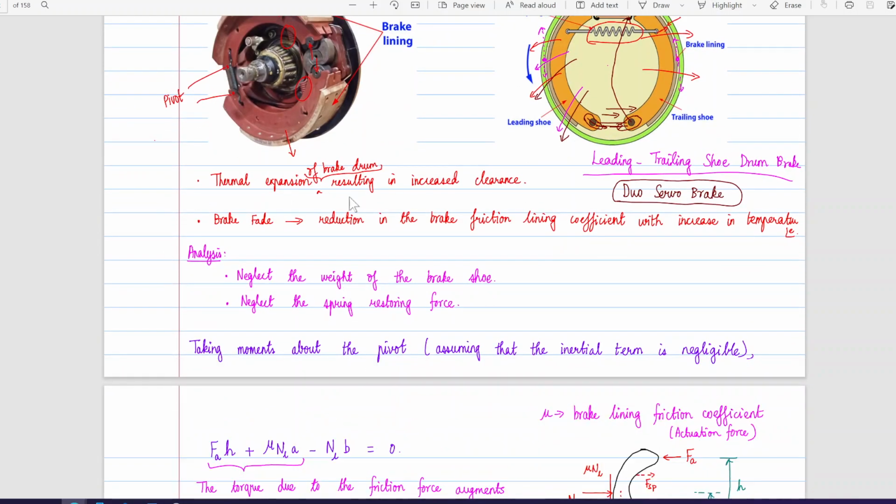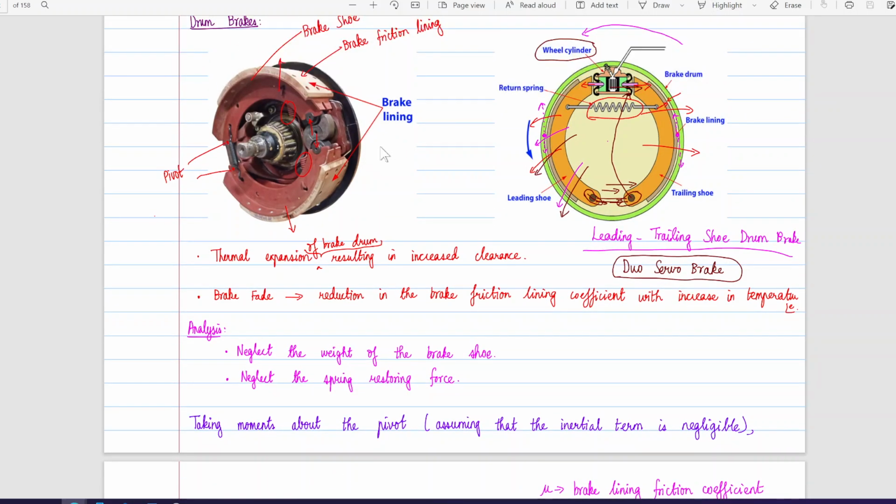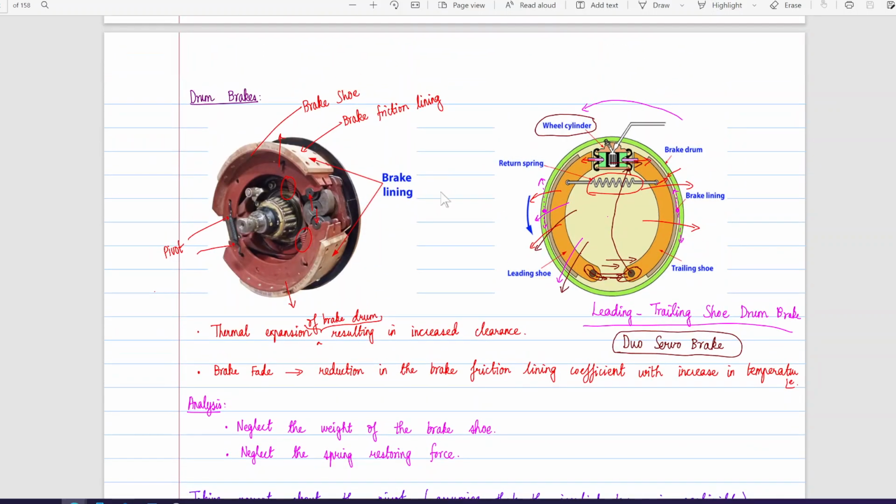Okay, so there are two kinds of issues which can happen with these drum brake systems. First is thermal expansion of the brake drum. It results in increased clearance, right? And then there is brake fade. That is reduction in the brake friction lining coefficient with increase in temperature.